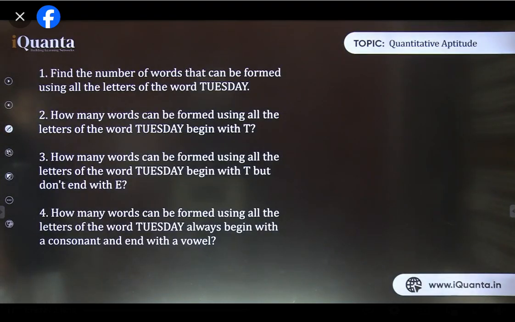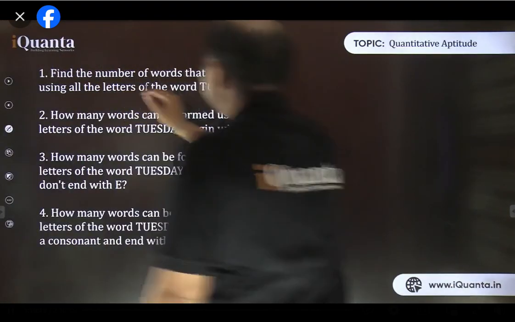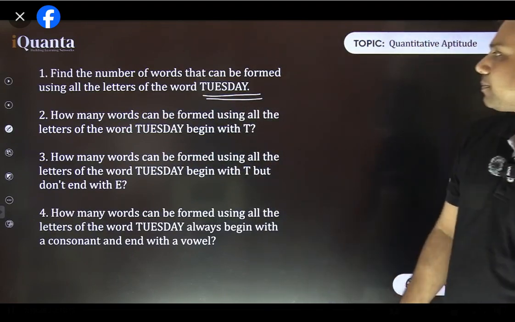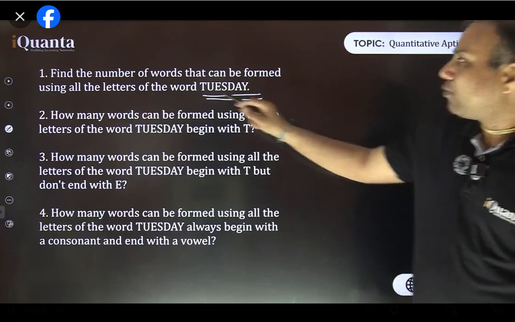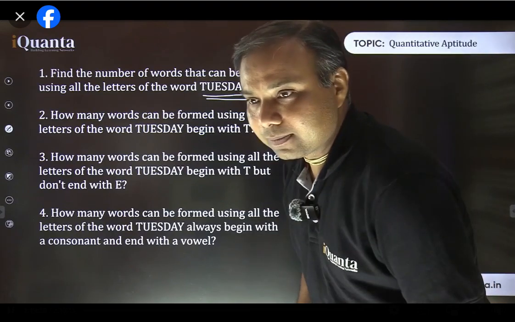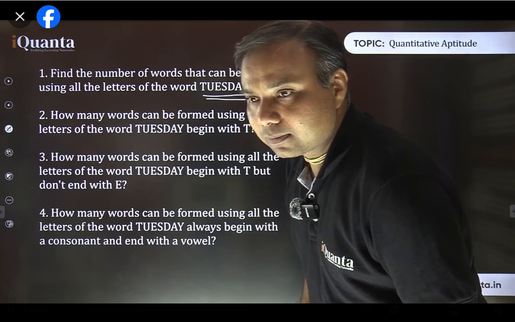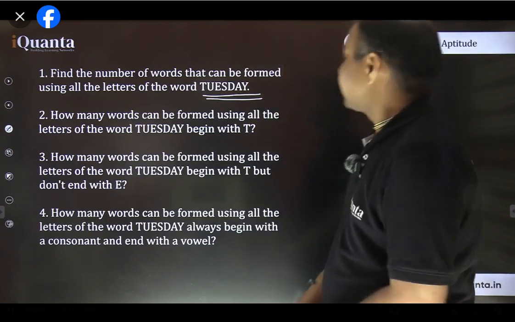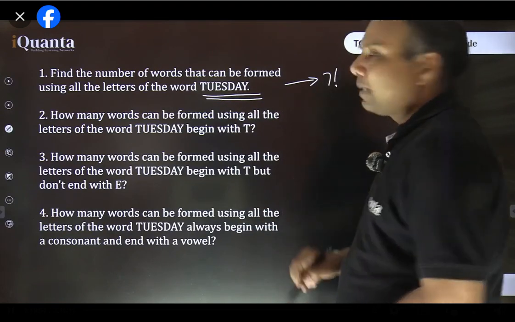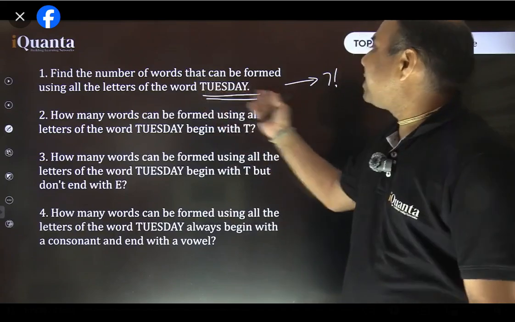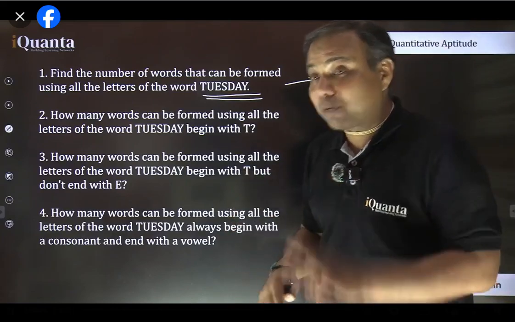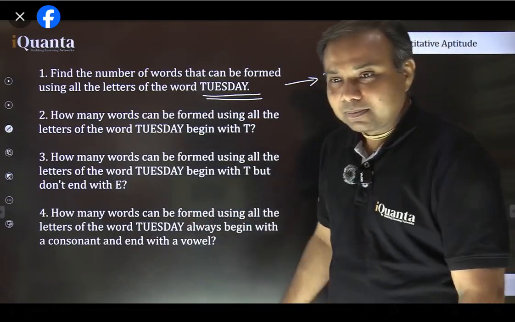Okay, please solve this first question. Find the number of words that can be formed using all the letters of the word Tuesday. How to do this? Please answer fast. Perfectly fine, good. It is 7 factorial, nice. I hope it is clear to everyone. There are 7 different letters and they are to be arranged. We just discussed in the previous slide that the number of ways of arranging n different things is n factorial. It is simply 7 factorial.